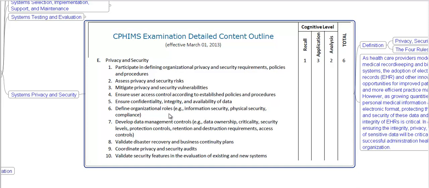Define organizational roles, for example, information security, physical security, and compliance. Develop data management controls, for example, data ownership, criticality, security level, protection control, retention and destruction requirements, and access control. Validate disaster recovery and business continuity plans. Coordinate privacy and security audits. And validate security features in the evaluation of existing and new systems.